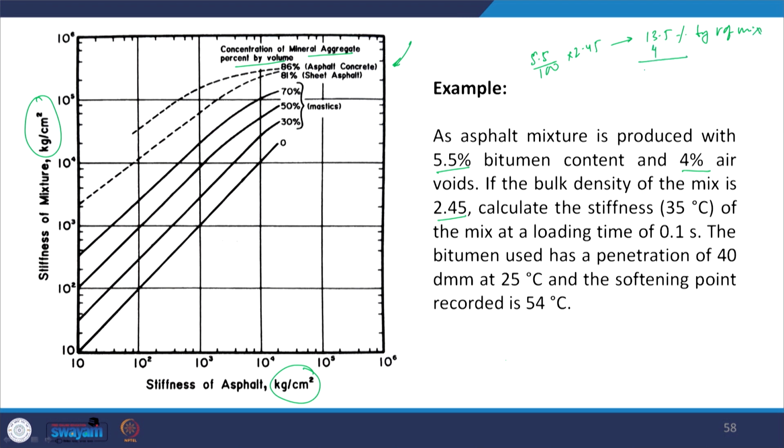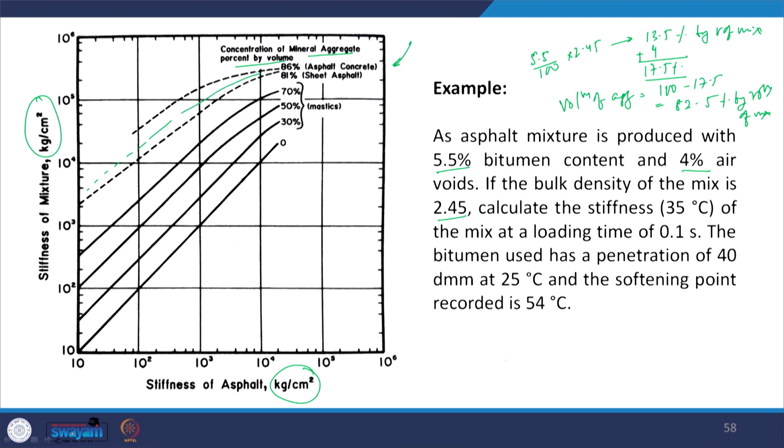And we have 4% air void. So, adding the 4% air void, we have 17.5% by volume of the mix. So, the volume of aggregates is basically 100 minus 17.5, which is 82.5% by volume of mix. So, here you see we have 86, 81. So, maybe one graph will be somewhere here, somewhere 82, all right.